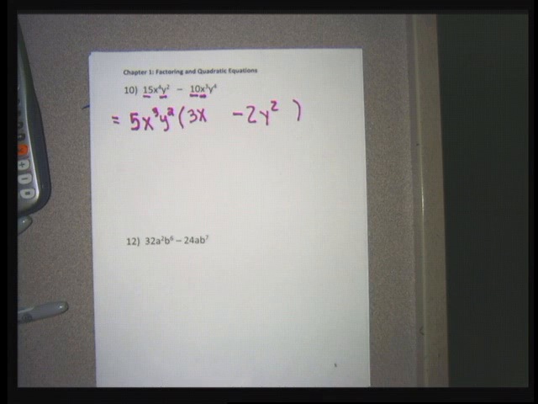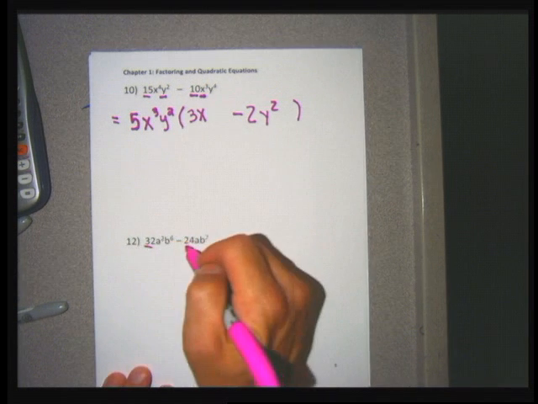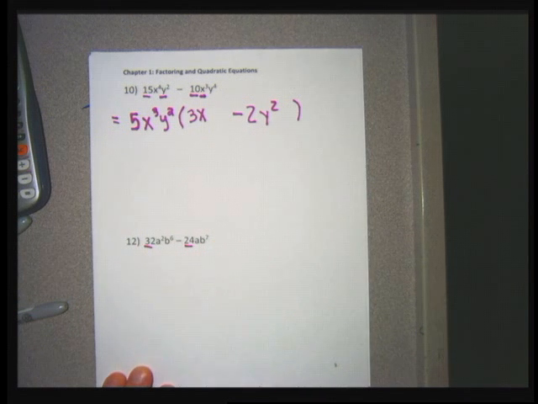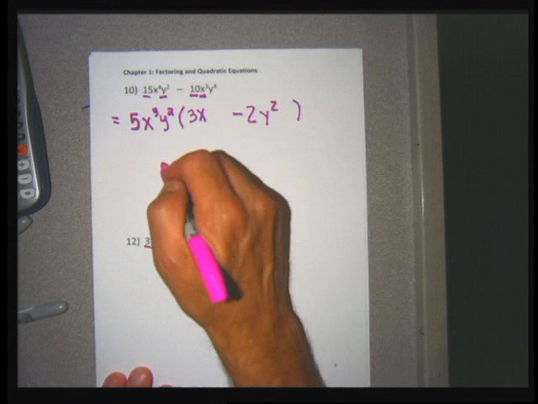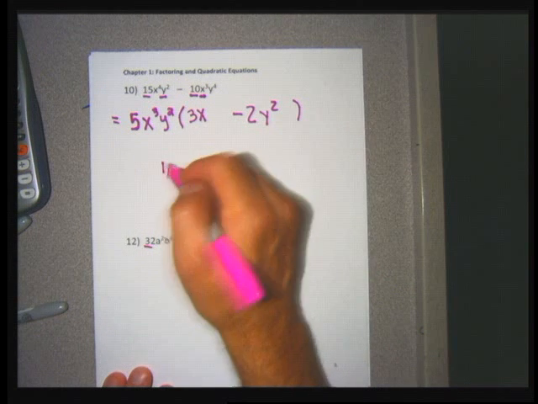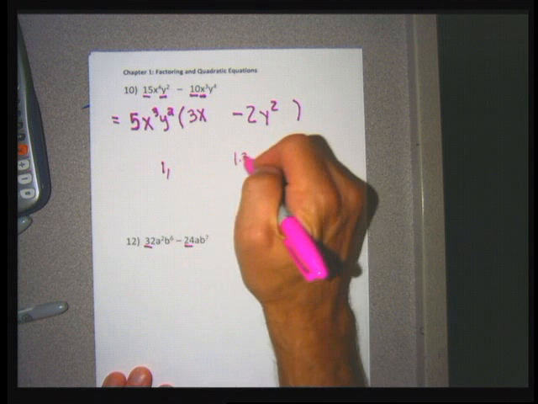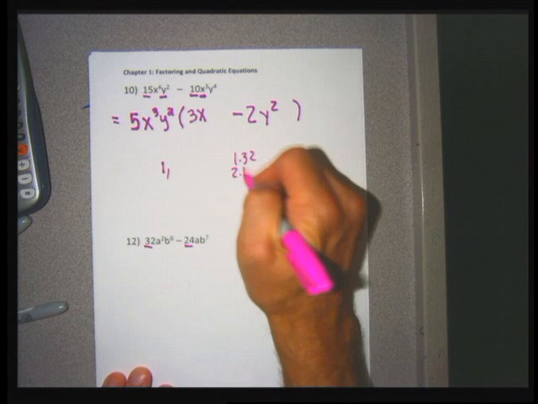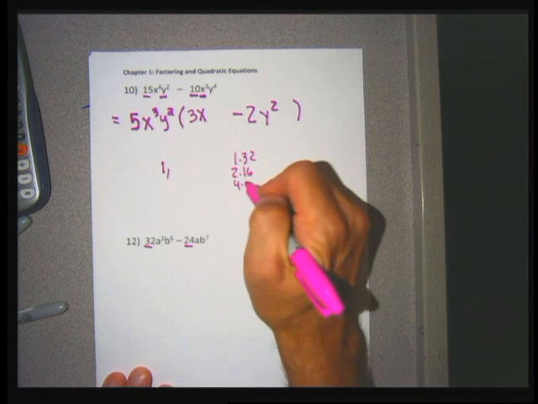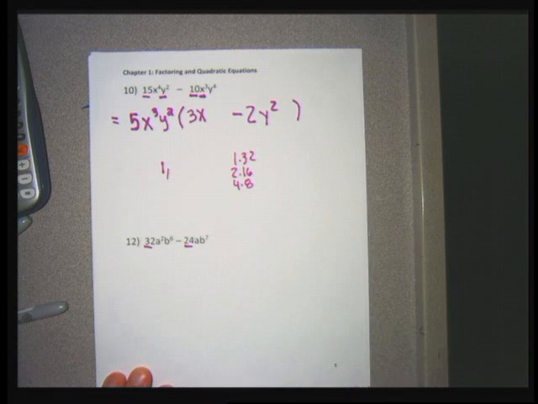So when I look at 32 and 24, what numbers go into 32? 1 times 32 is 32. So 32 is 1 times 32. It's 2 times 16. It's 4 times 8. I think those are all the factors of 32. So those are all the numbers I can think of that divide into 32.